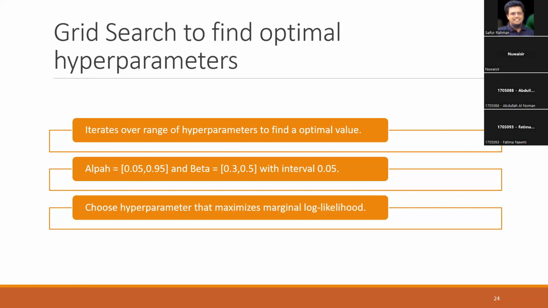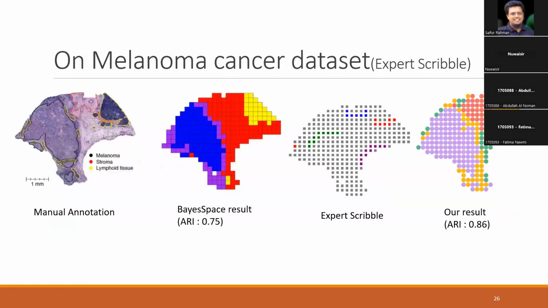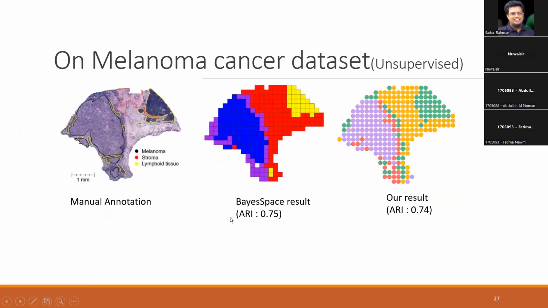For beta, we have moved over from 0.3 to 0.5 with an interval of 0.05. We chose the hyperparameters that maximized the log likelihood score. To show the result, we have the melanoma dataset, in which from the expert scribble, we were able to detect the melanoma, lymphoid regions and the stroma portion more accurately than BASS. We get an ARI of 0.86 that is way higher than the ARI given by BASS, that is 0.75.